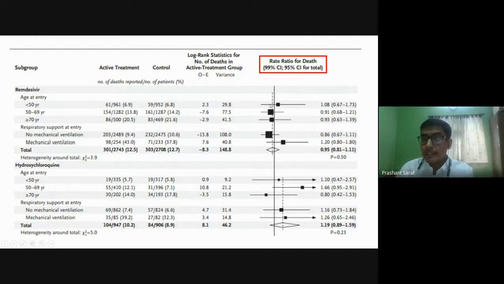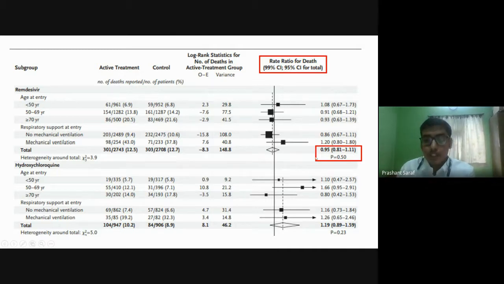These squares and these horizontal lines indicate 99% confidence interval, and this diamond indicates 95% confidence interval because it is for the total. And for each subgroup, there is 99% confidence interval. So what exactly this means is that, for example, if we take the total for the remdesivir subgroup, the rate ratio is 0.95 and the confidence interval is 95%, as this is a diamond, and the range is 0.81 to 1.11.